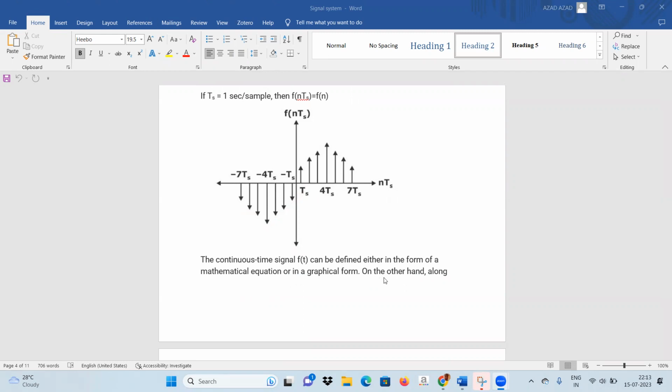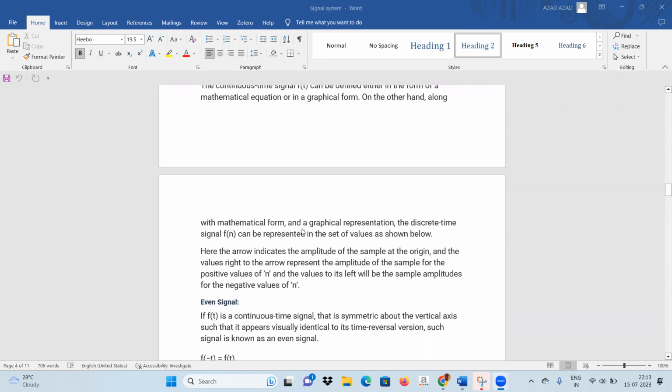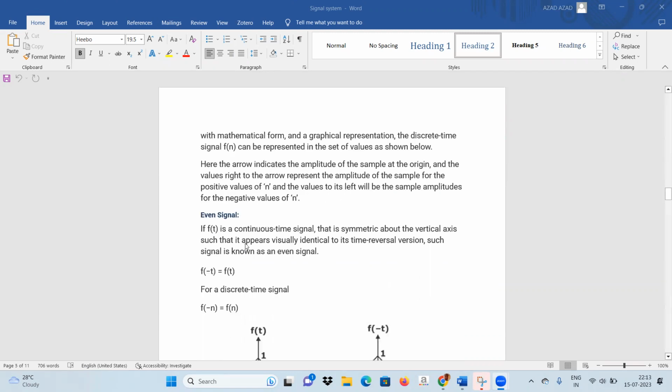The continuous time signal f(t) can be defined either in the form of a mathematical equation or in graphical form. On the other hand, along with the mathematical form and graphical representation, the discrete time signal f[n] can be represented as a set of values shown below. The arrows indicate the amplitude.